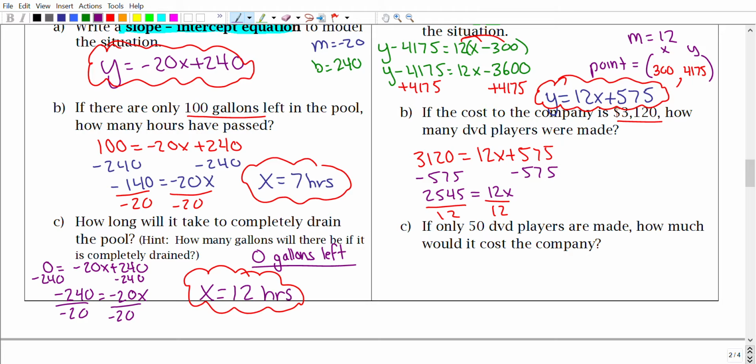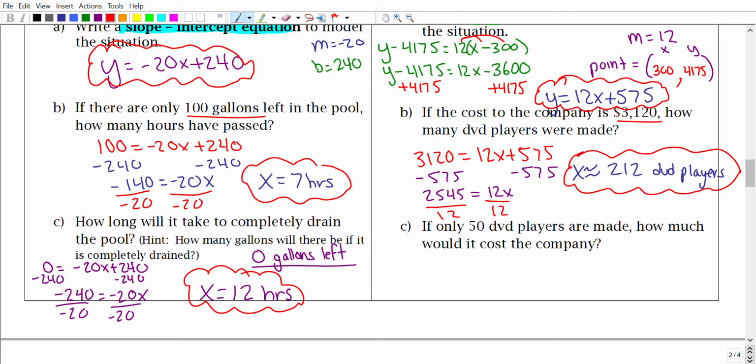We get a total of, well, I don't think that's a whole number, so let's try it out. That's 2,545 divided by 12. We get 212.083. But remember, guys, we are talking about DVD players here, so it only has to be a whole number. So you can say something like approximately 212 DVD players. Okay, so x equals approximately 212 DVD players.